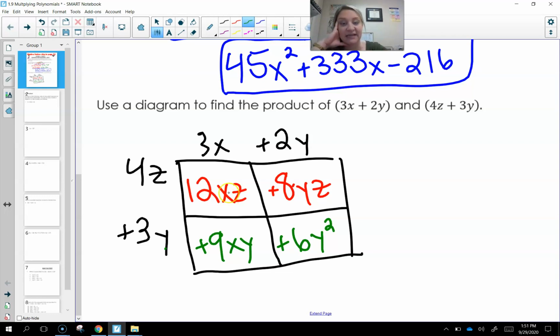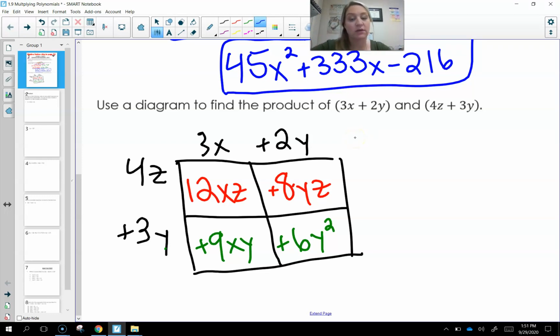This has an xz, nothing else has an xz. This has a yz, nothing else has that. xy, nothing else has that. And this is just a y squared. So in this case, I cannot combine anything. They're each their own individual term. There will be no combining like terms.